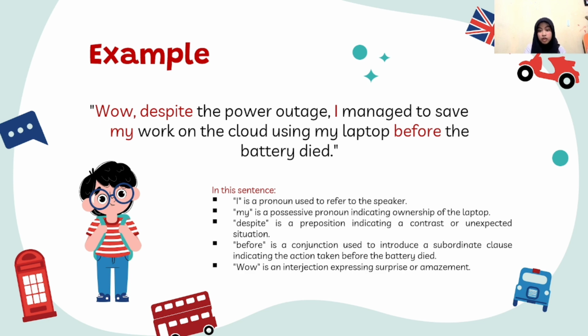In this sentence, I is a pronoun used to refer to the speaker. My is a possessive pronoun indicating ownership of the laptop. Despite is a preposition indicating a contrast or unexpected situation. Before is a conjunction used to introduce a subordinate clause indicating the action taken before the battery died. Wow is an interjection expressing surprise or amazement.